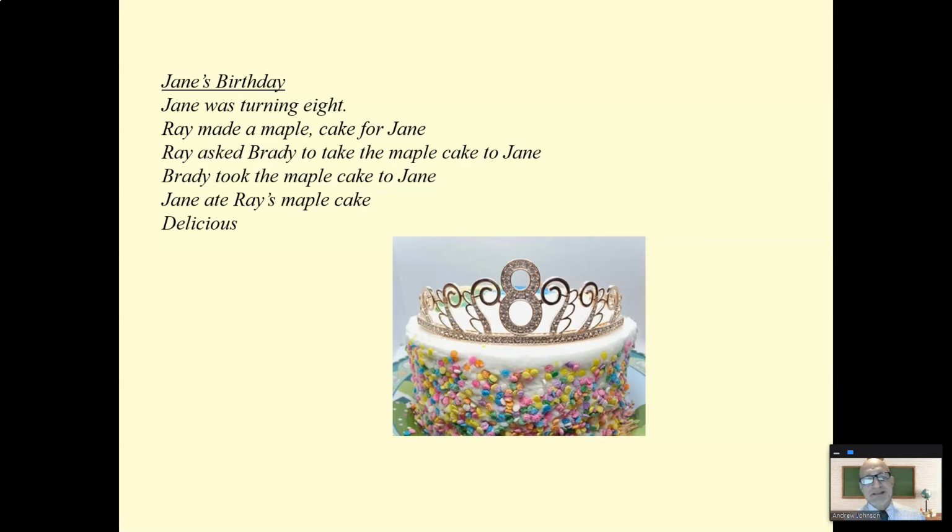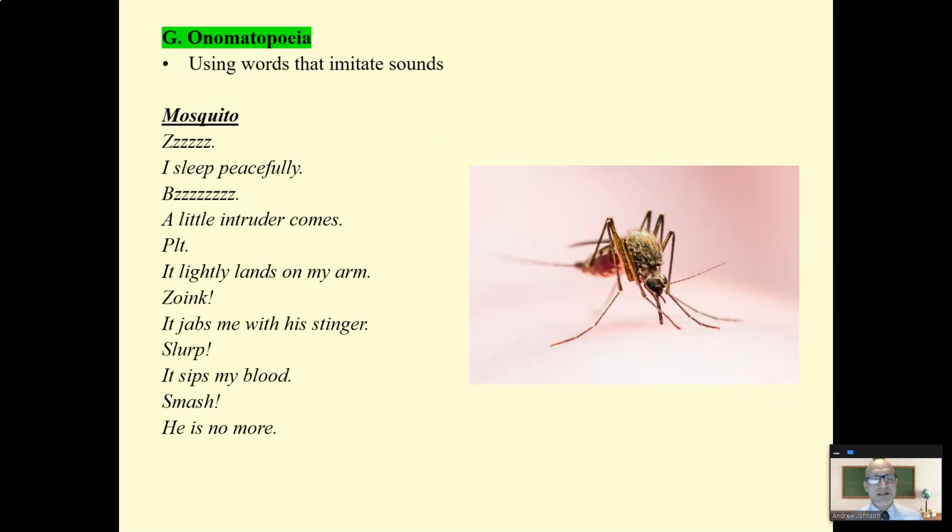Jane's birthday. Jane was turning 8. Ray made a maple cake for Jane. Ray asked Brady to take the maple cake to Jane. Brady took the maple cake to Jane. Jane ate Ray's maple cake. Delicious. I don't like this one. And this is why you read it out loud. This one just doesn't have a flow and a rhythm. It sounds kind of like a controlled vocabulary story. That's why you read them out loud. But you get the idea.